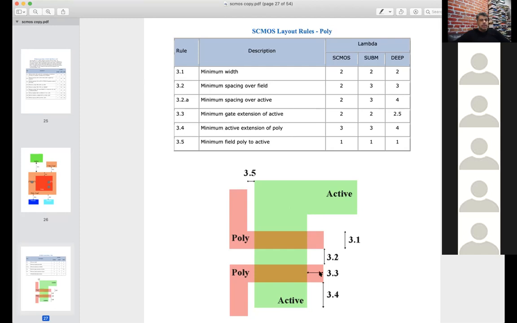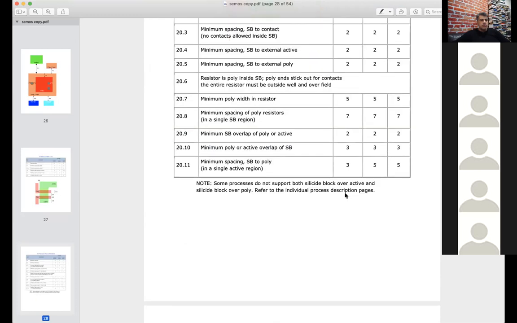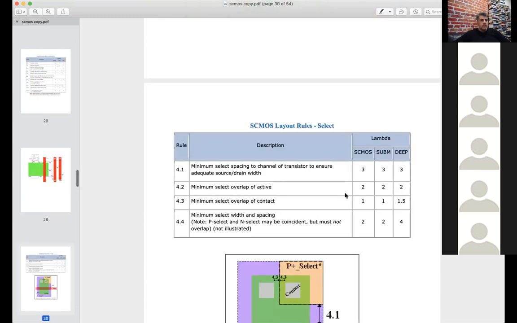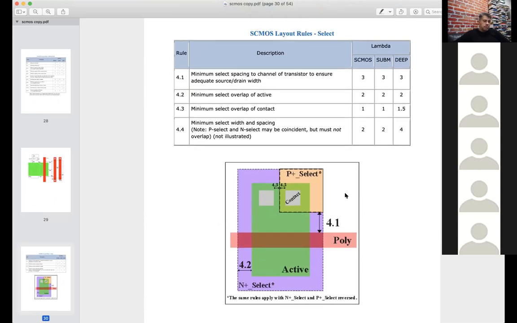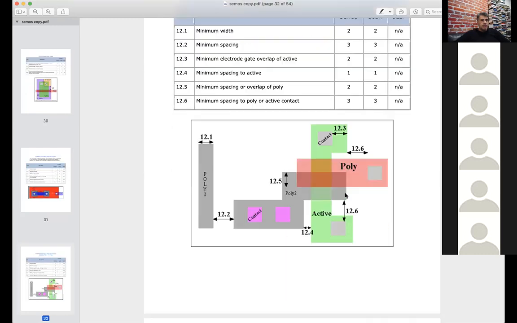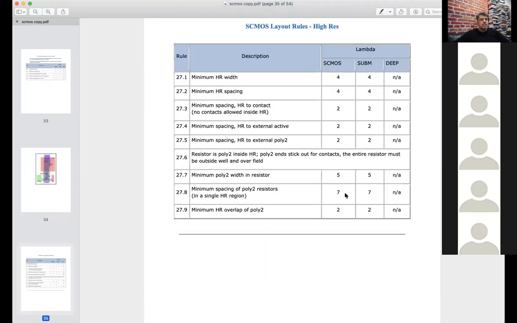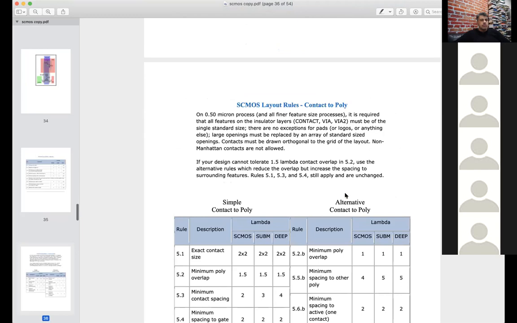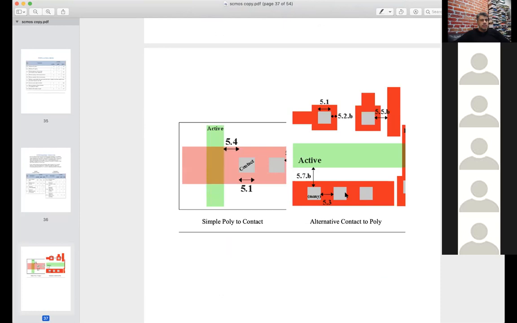This is the minimum extension of the poly over the active. Again, it's given in terms of lambda. So it gives you an idea of the way the design rules are defined. Let's see another. Select tells you if you're N or P select. Poly 2 we don't have. So it just gives you an idea of the complexity of these rules. Okay, contact to poly separations.